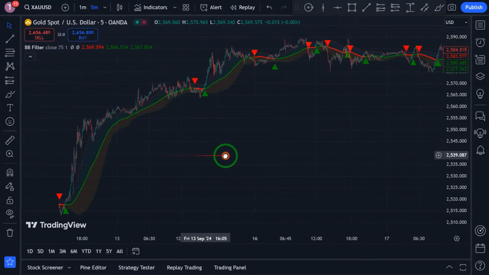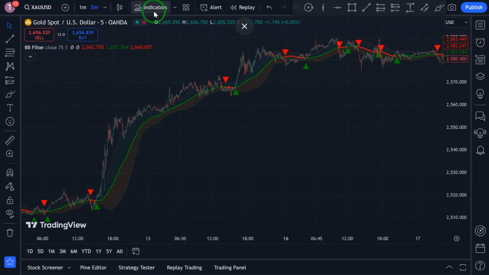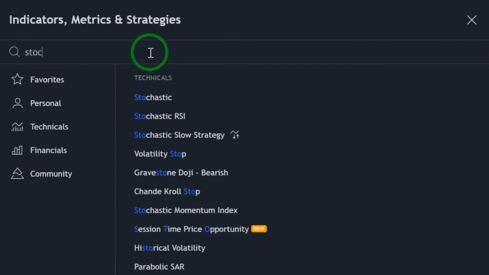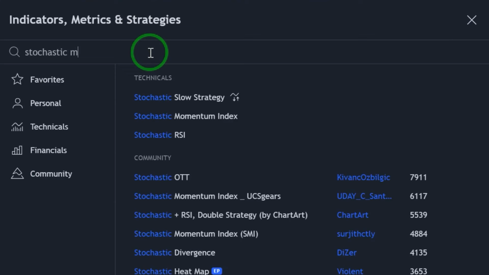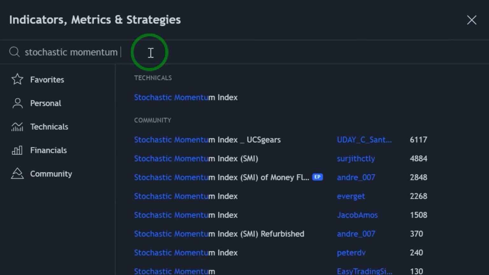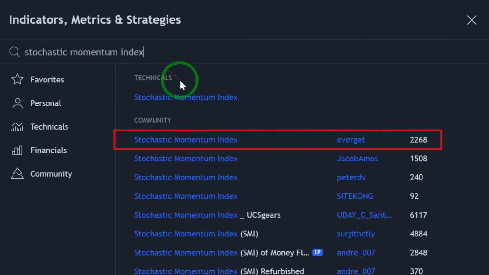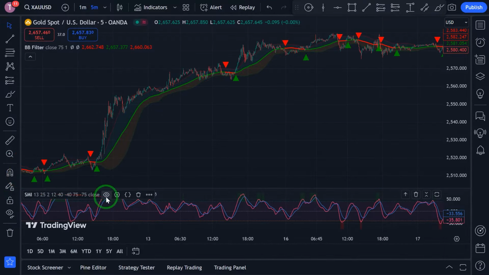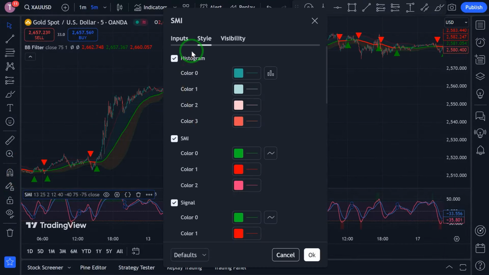I should mention that we will also use another indicator in this strategy. To add it, go to the Indicators tab and type Stochastic Momentum Index in the search box. Now just select the ones created by Everjet and add it to our chart. Now we need to go into its settings and make the necessary adjustments.